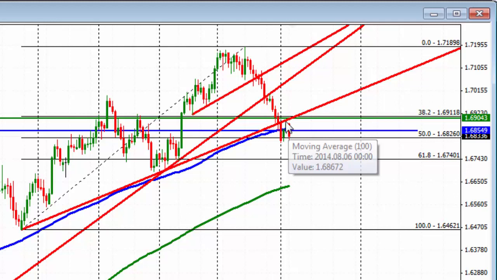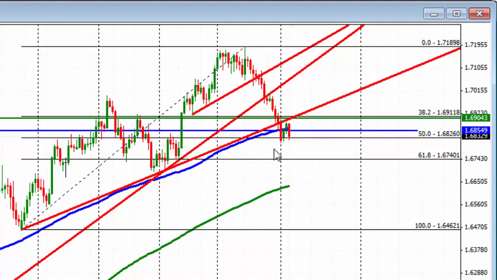And if the market moves above it, that's bullish. If the market then cannot move back above this trend line, that's bearish. And that's what we saw over the last couple of days. So we're more bearish because we are below the 100-day moving average. We do have the 50% retracement at the 168.26, however, to get below.